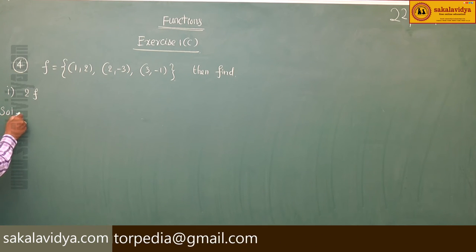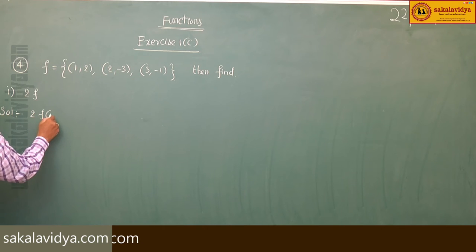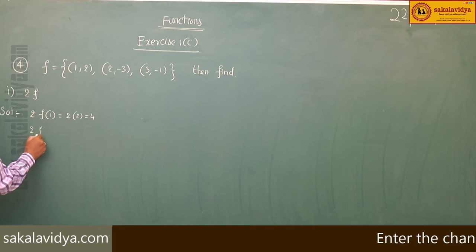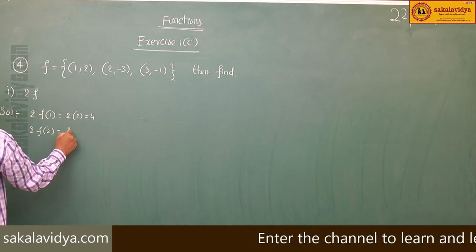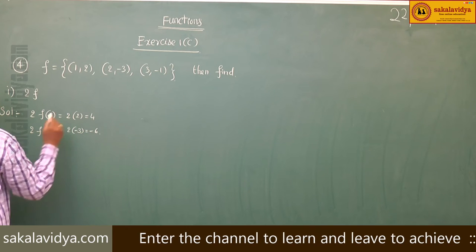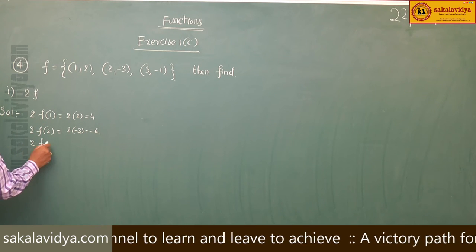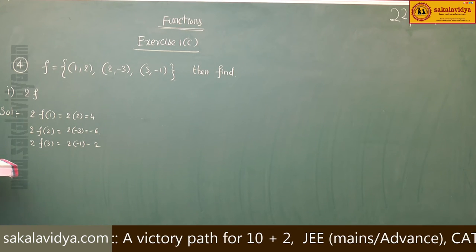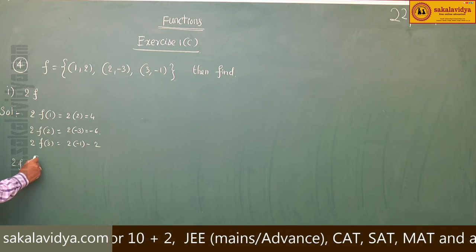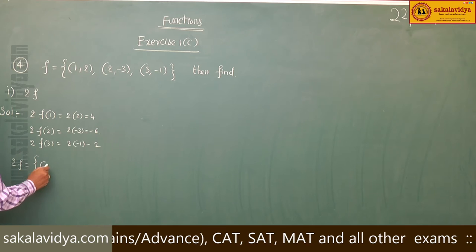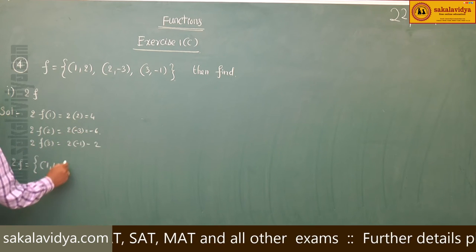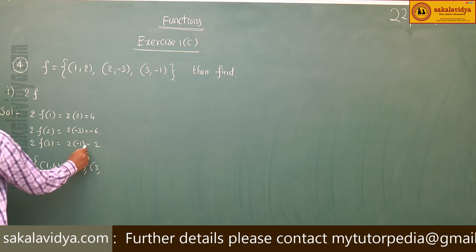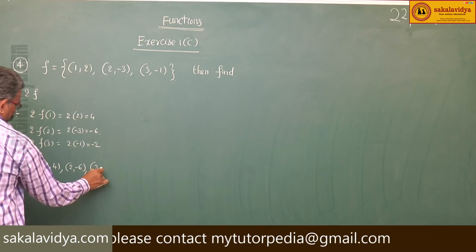Solution: 2f of 1 is 2 into 2, 4. 2f of 2, 2 into minus 3, minus 6. 2f of 3, 2 into minus 1, minus 2. Now, 2f is given in roster form: 1 comma 4, 2 comma minus 6, 3 comma minus 2.